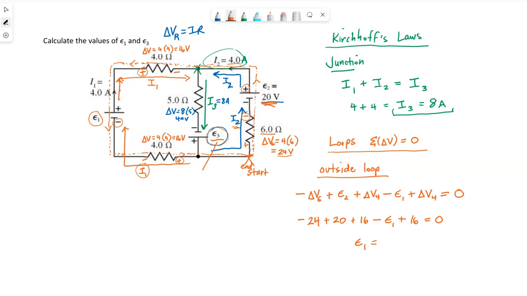So 28 volts is battery 1. So this voltage over here is 28 volts now. It needs to be 28 volts to have that 4 amps of current flowing out.